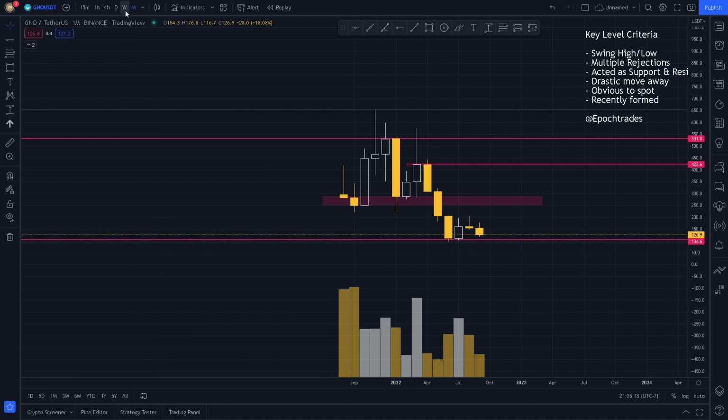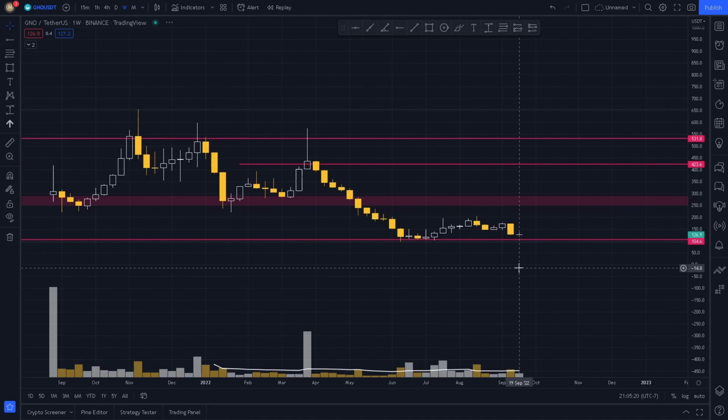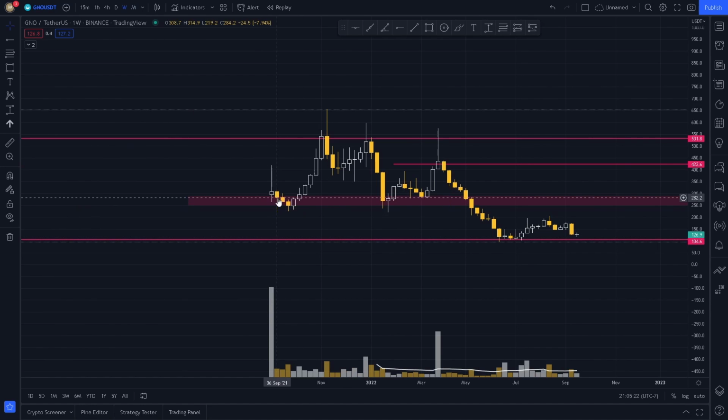So let's go to the weekly. Now on the weekly, we can see more clearly how price reacts to these levels. Price came down, we had long wicks sticking out, and reversed. Came up to this level with long wicks sticking out, reversed, came back up, long wicks, reversed, with a drastic move away from the level.